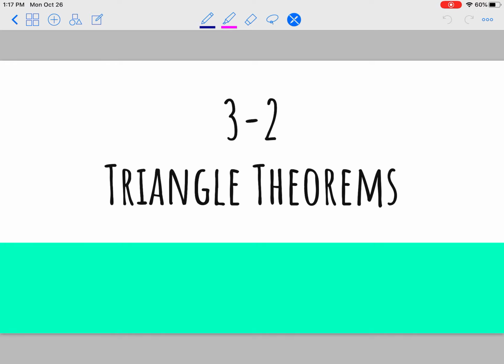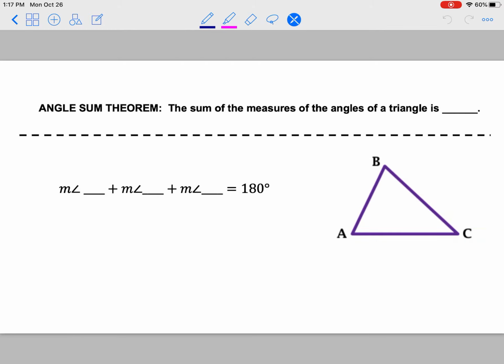3-2 triangle theorem. What we're going to look at today is, first off, what happens to the angles inside the triangle, and then we're going to look at what happens when we talk about an exterior angle. So let's talk about the angle sum theorem in a triangle.